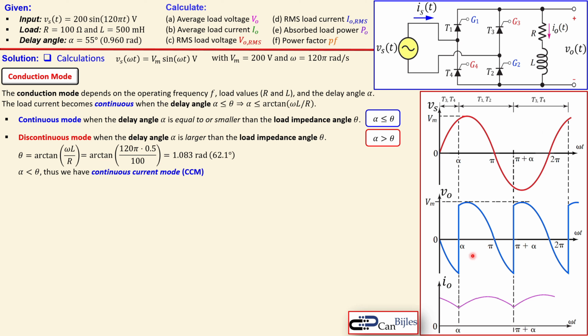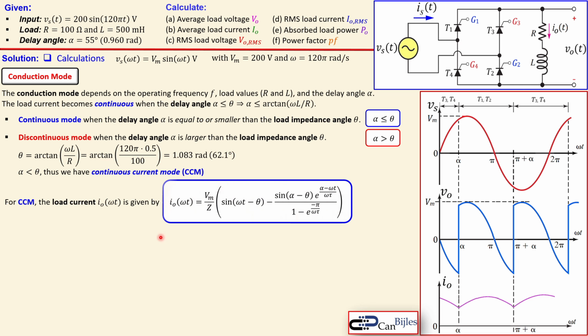Now the interesting part here is especially the load current. You see here that the pink curve, which is our load current, is now above the zero line, which means that we have a continuous current mode, as we have also seen in converter designs like the buck converter and the boost converter. So for CCM, the load current is given by this expression, which is a little different from the load current expression for the discontinuous current mode.